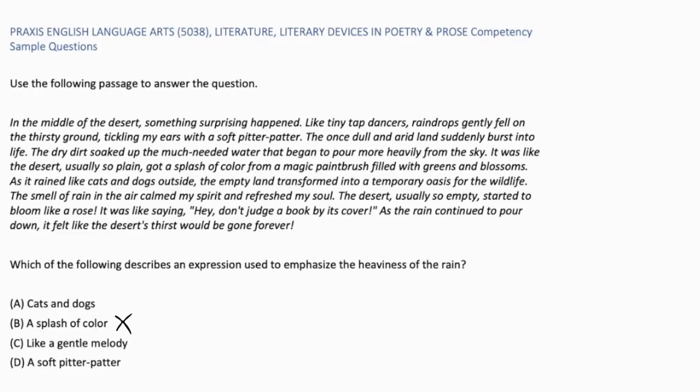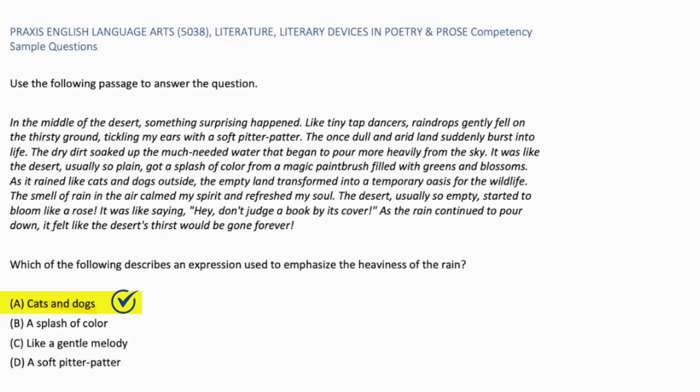B, this phrase describes how the desert looked after the rain, not how hard it rained. C, this would suggest soft, light rain, which is the opposite of heavy rain. D, pitter-patter also describes light rain, not a downpour. The correct answer is A. Cats and dogs is the expression used to emphasize the heaviness of the rain.